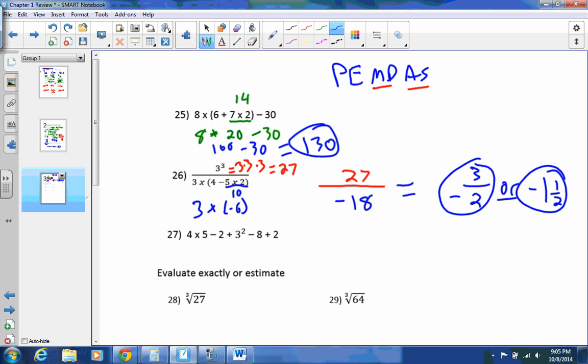All right, now I'm going to let you figure out the last one. Make sure you do parentheses first. There's no parentheses. So try the exponents first, and then do any multiplication or division, and then you can do addition or subtraction from left to right.